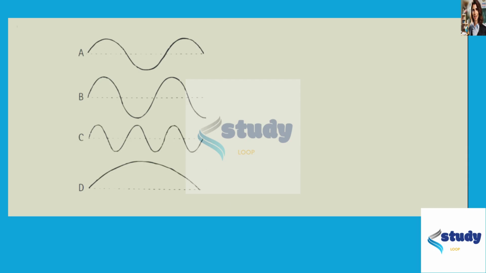Okay, so these are the four waves. Now, first we look at the amplitude. Let me use green color for amplitude. Okay, so first amplitude. To find out amplitude, the amplitude is the maximum displacement from the mean position.